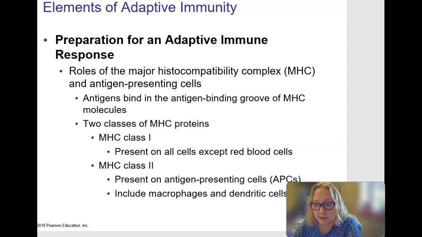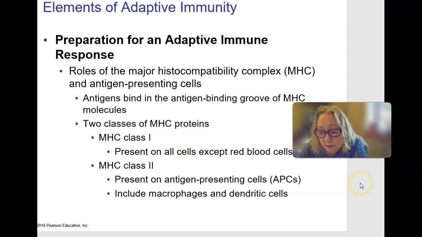Do you see what I just said there? Anyone? All your nucleated cells. What doesn't have a nucleus? Your red blood cells. So they don't have MHC1 platforms, right? Because they don't have a nucleus. So MHC1 is present on all cells except your red blood cells, because your red blood cells do not have a nucleus. MHC2 is present only on antigen-presenting cells.